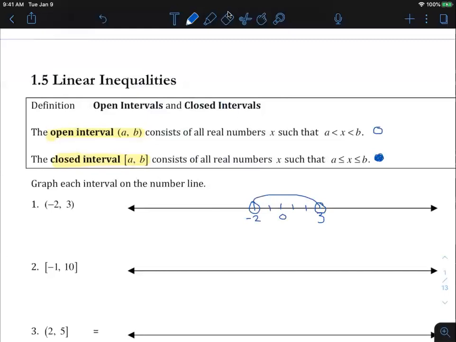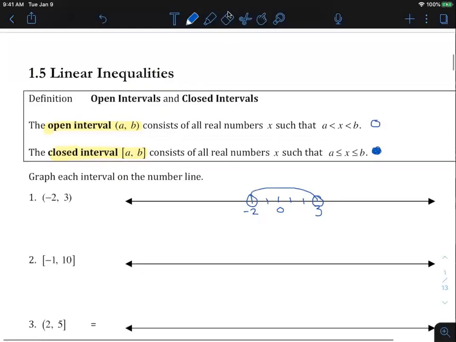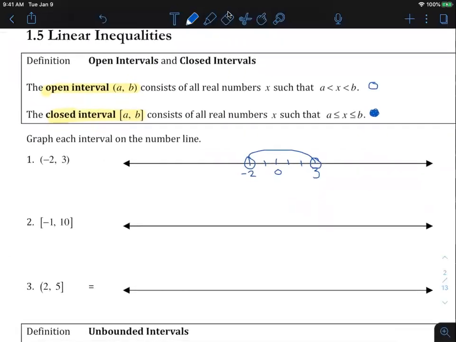So sometimes I draw my picture like that. It's kind of up to you. I'll draw it a couple different ways and you can see how you feel comfortable, but those dots should definitely be open and I should definitely see some shading between -2 and 3.